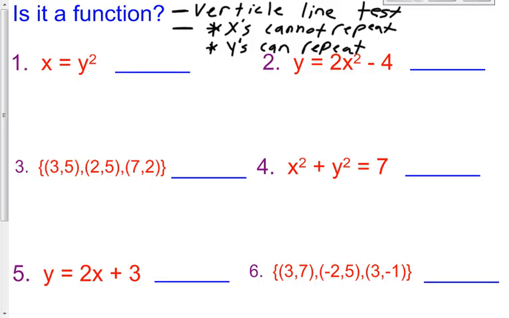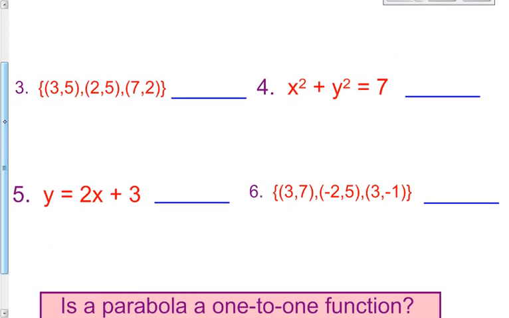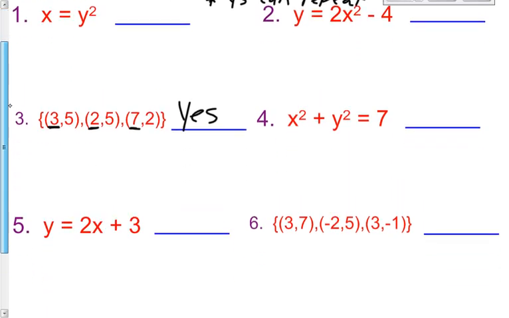So let's do number 3 and number 6 after saying that strategy, just because now it should probably be pretty simple. We know that the x's cannot repeat, and if they do not, then we know it's a function. So we have our x's of 3, 2, and 7. Do any of those x values repeat themselves? Obviously not, right? So if the x's do not repeat, then we would say, yes, this is a function. Number 3 would be a yes.